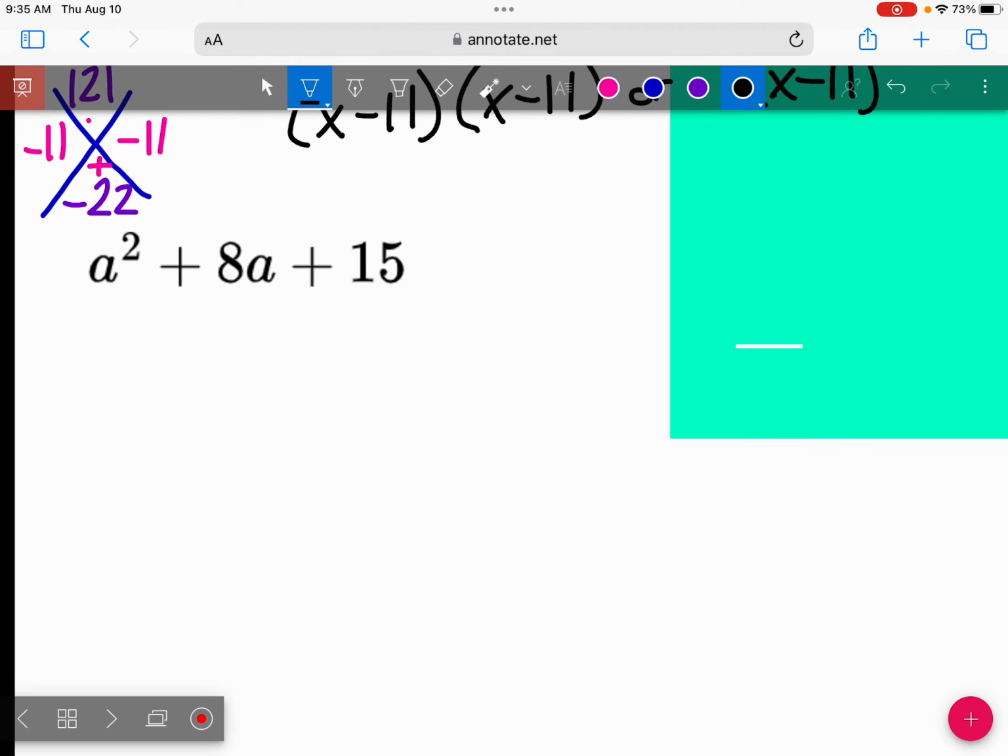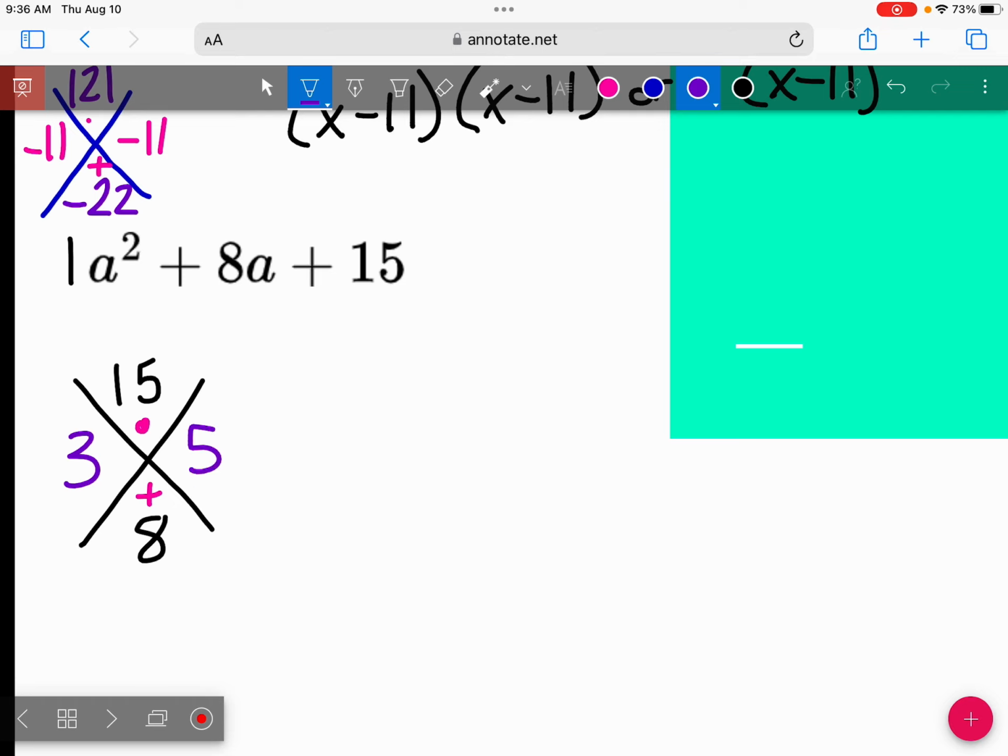All right, one more of this A value of 1, guys. So our A value and our C, 1 times 15 is 15. And our B value is 8. So I need a pair of numbers that multiplies to make 15 and adds to be 8. 3 and 5. Pros at this. The tricky thing on this one is remember that this is an A, not an X. A plus 3, A plus 5.